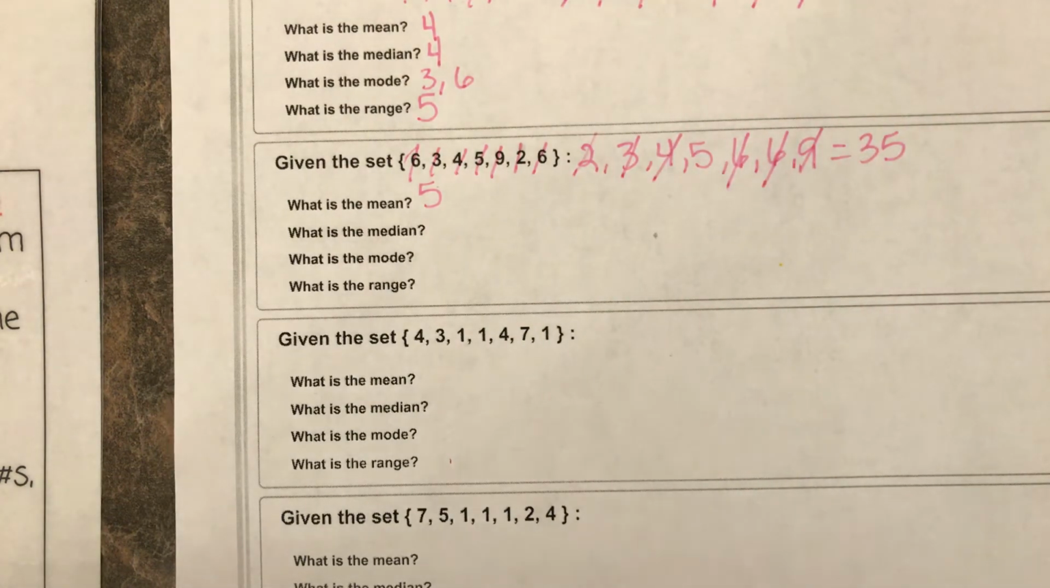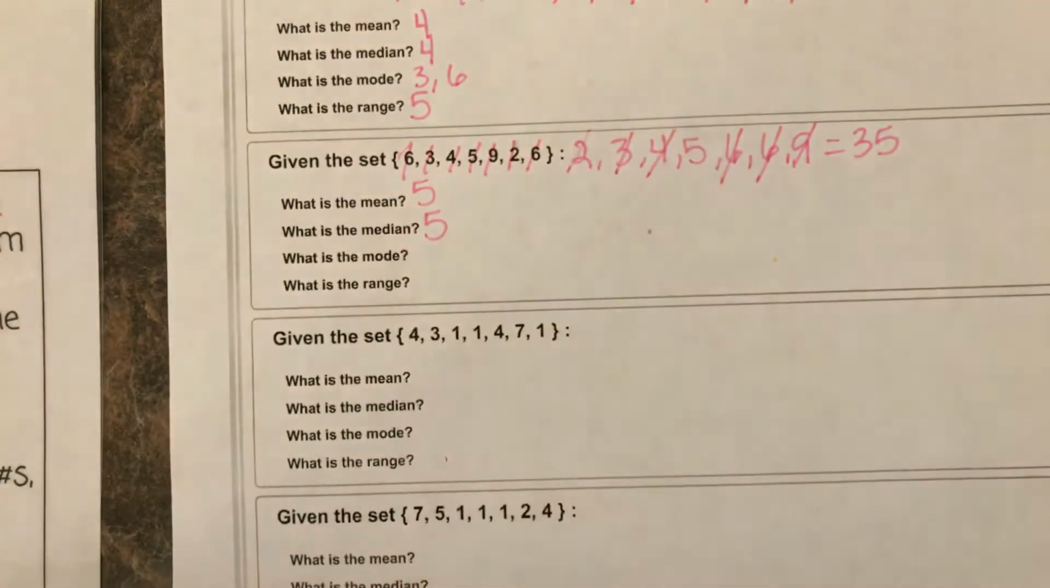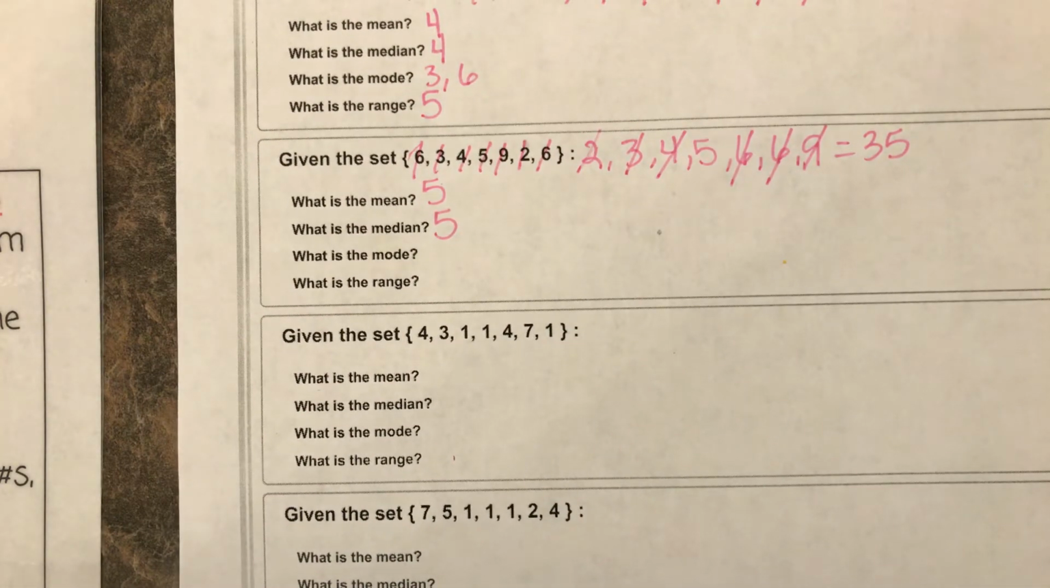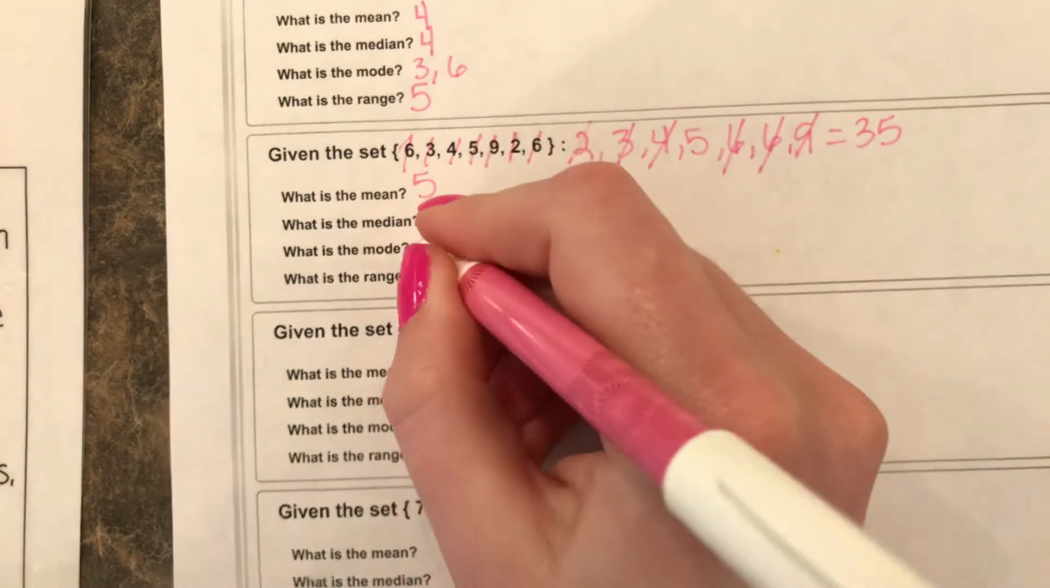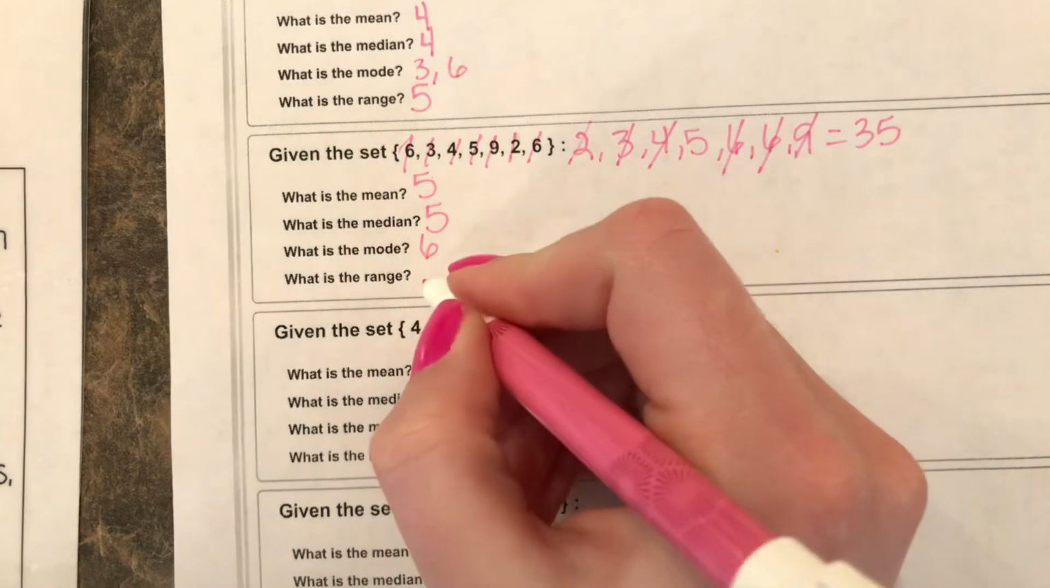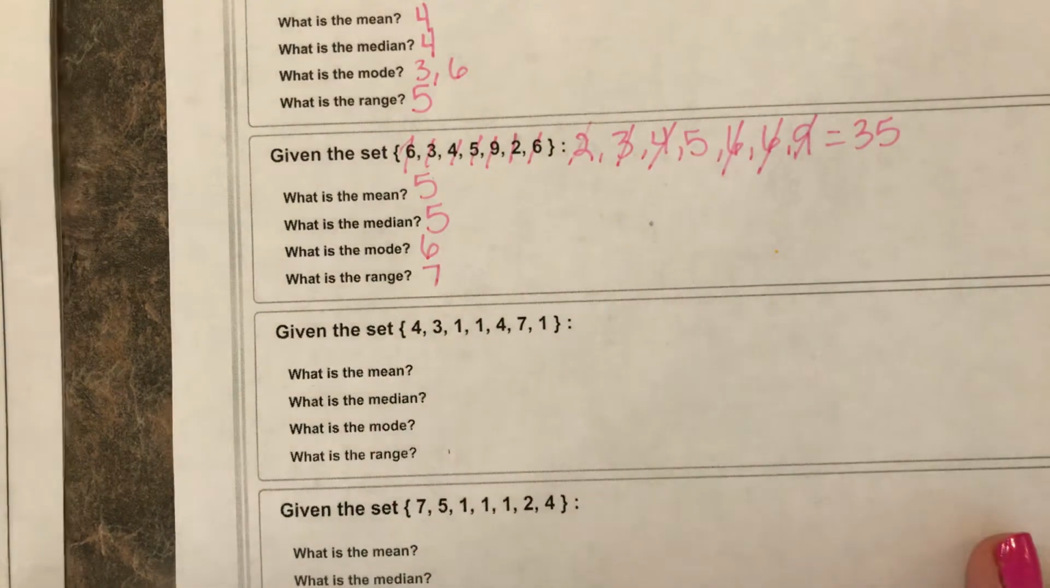Okay, we are left with 1, and it's 5. All right, the mode, the number that is repeated the most. If I'm looking at my list, I only see 1 this time, and it's 6. There are 2 of them. And my range is the biggest number, 9, minus the smallest number, 2. 9 minus 2 gives me 7.